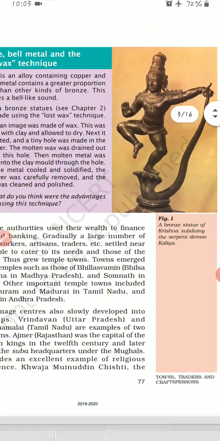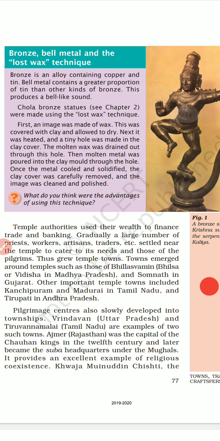Now let's see, bronze, bell metal and the lost wax technique. Now this is very, very interesting. Bronze is an alloy containing copper and tin. Bell metal contains a greater proportion of tin than other kinds of bronze. Now what was the lost wax technique?